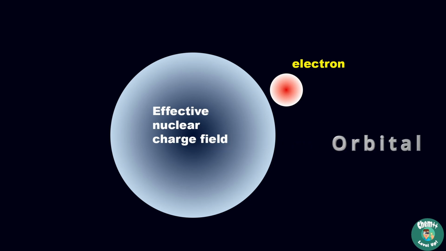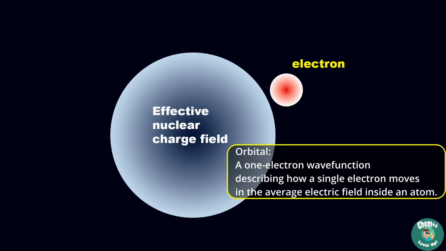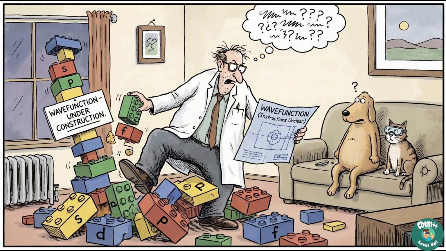This gives us something called an orbital. Semi-rigorously, an orbital is a one-electron wave function describing how a single electron moves in the average electric field inside an atom. Orbitals are not the full wave function of the atom. They are its building blocks.